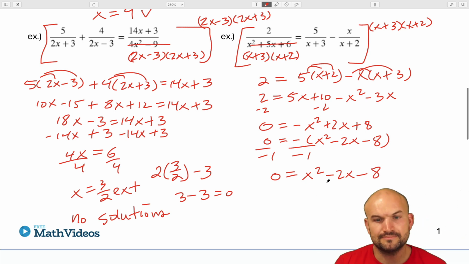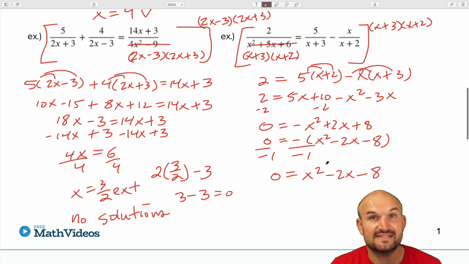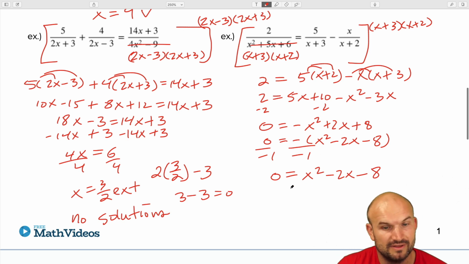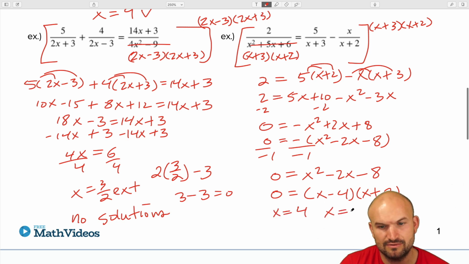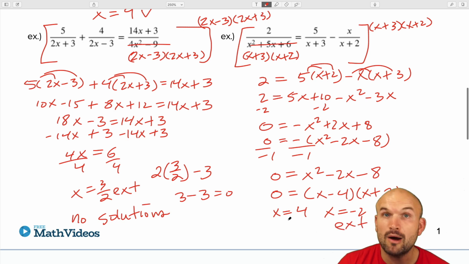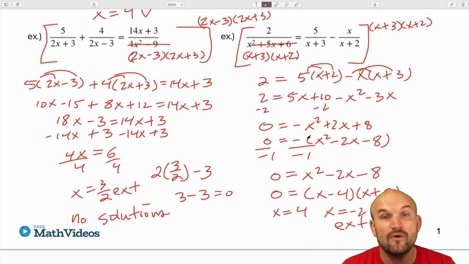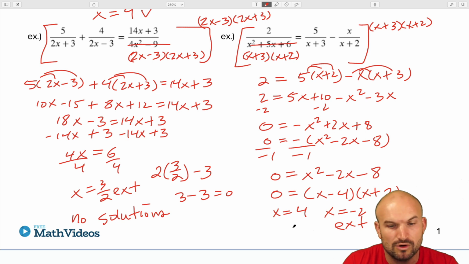Now if we want to look at the factored form here, what two numbers multiply to give you negative 8 and add to give you negative 2? That's going to be x minus 4 and x plus 2. So therefore x equals positive 4 and x equals negative 2. But again, we notice a problem here because if you plug negative 2 back into the equation, that is going to be extraneous. However, for the number 4, that is not the case. So you can see that 4 is the only solution that works in this equation.